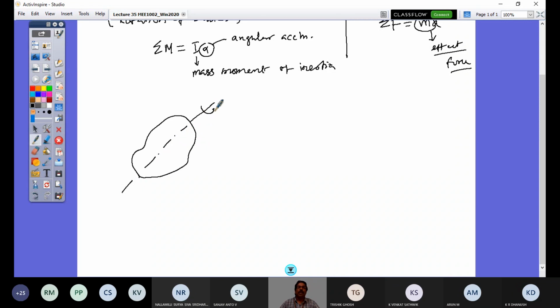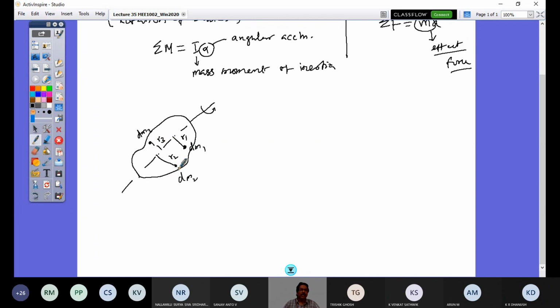About this axis, this body is to rotate. How do I find out its mass moment of inertia? Let me describe: this body is made of n number of masses, dm1, dm2, dm3, and so on. And these distances from the axis are r1, r2, this is r3, and so on.